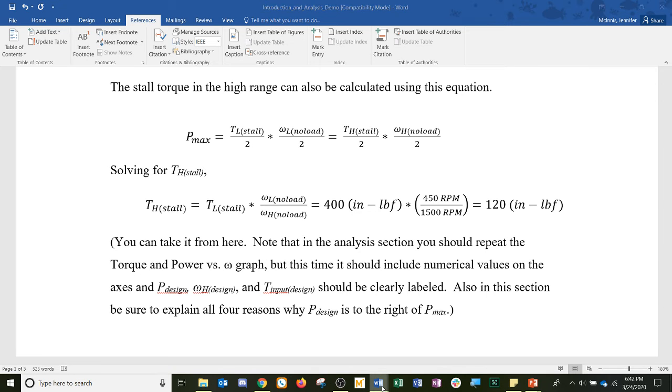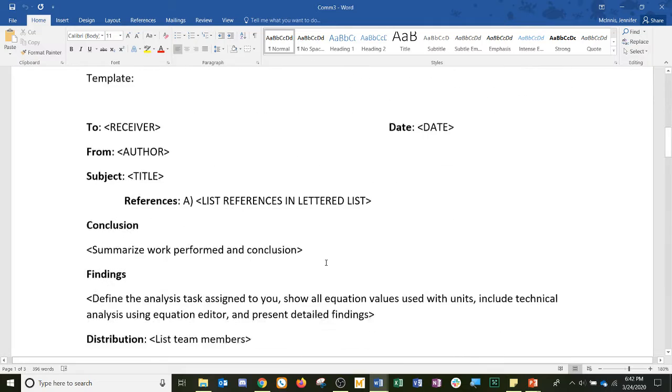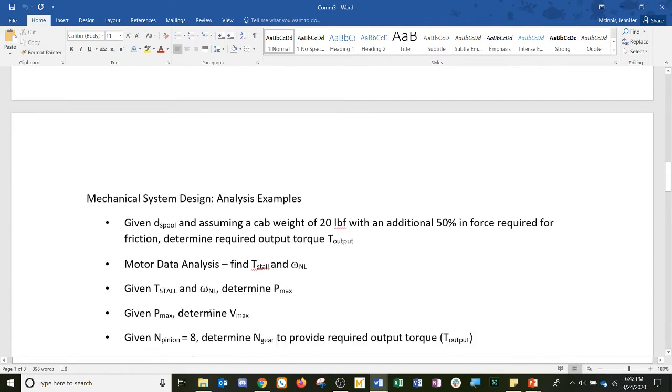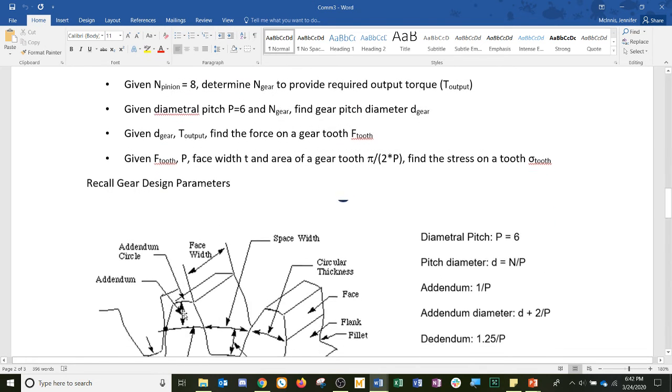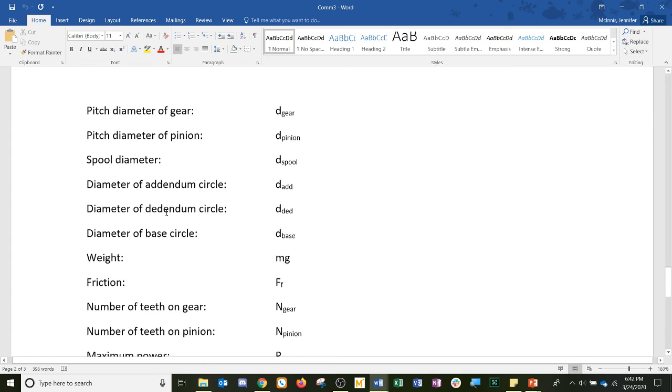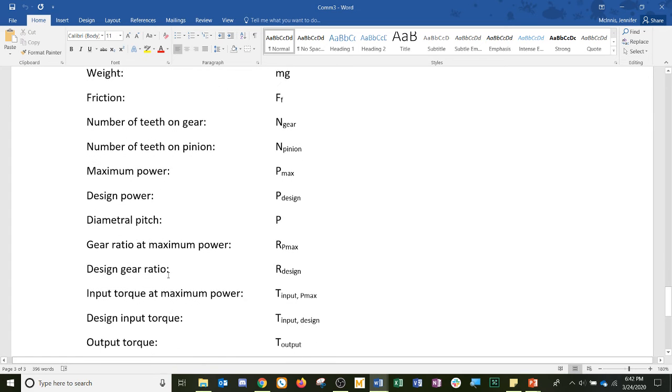And then if we look at COM 3, you're going to use this very specific template and complete these analyses. And finally, you're going to use the nomenclature provided.